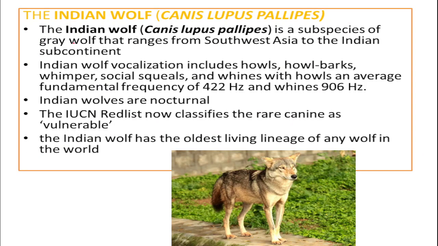Indian wolf is a subspecies of grey wolf, ranges from Southwest Asia to the Indian subcontinent, right? Now here most important things are the Indian wolf vocalization includes howls, howl barks, whimpers, social squeaks, and whines, with howls an average fundamental frequency of 422 Hz and whines of 906 Hz. So this is the behavior pattern of Indian wolf.